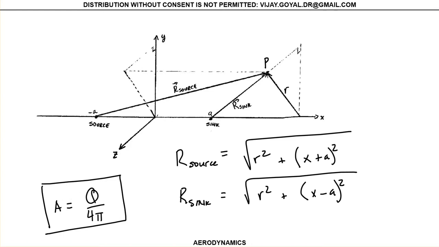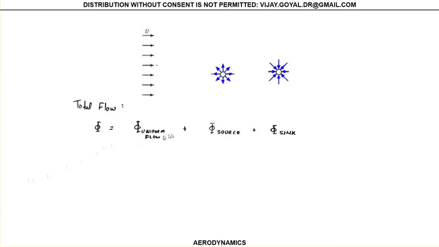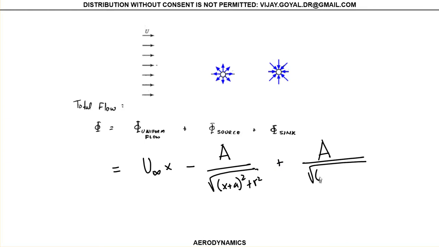Okay, so if I want to find what the total flow is in my problem, the flow potential, the contribution of my uniform flow, my source flow, and my sink flow, then you can say this whole thing is equal to u infinity x plus the source, which will be minus a over the square root of x plus a squared plus r squared, and this will be plus a over the square root of x minus a squared plus r squared. Have to be very careful with the plus and minus. These are not identical terms. I have a plus here and a minus there.